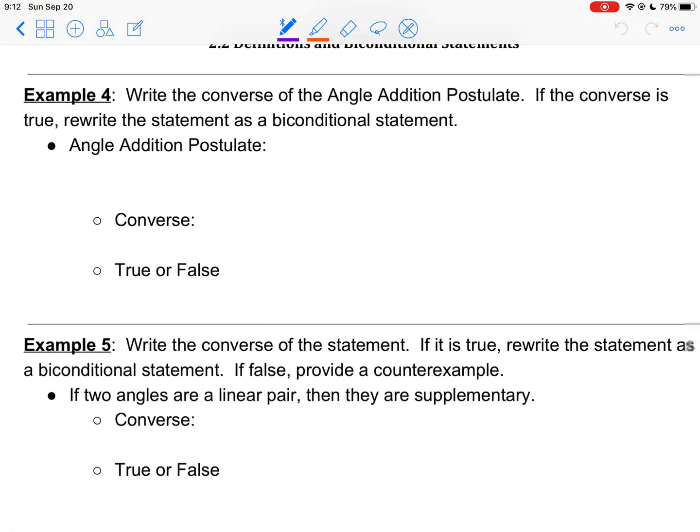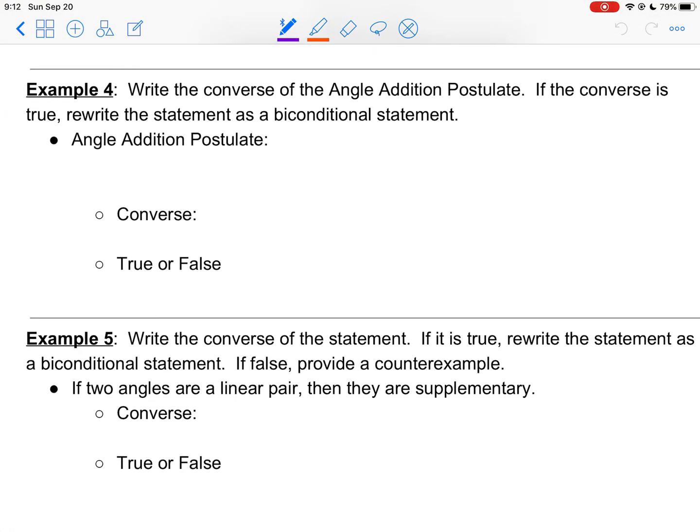All right, so this says write the converse of the angle addition postulate. The angle addition postulate we looked at in Unit 1, and it said if B is on segment AC, then AB plus BC equals AC.